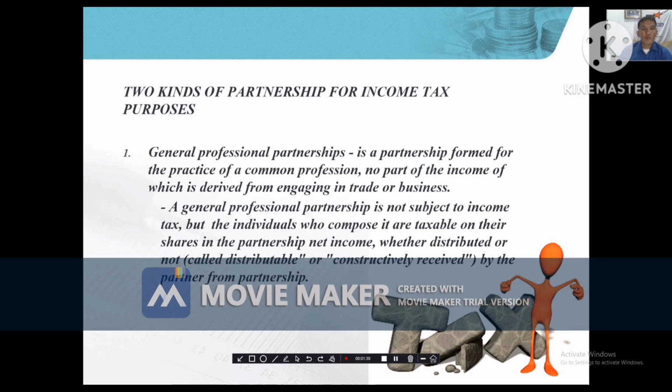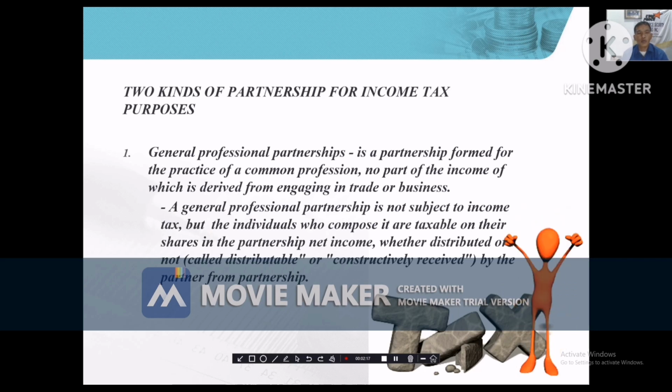Then, we have two kinds of partnerships for income tax purposes. Okay, meron tayong dalawang uri ng partnership para sa income tax purposes. Ito yung isa, no? General professional partnership. A partnership formed for the practice of a common profession, no part of the income of which is derived from engaging in trade or business. So, ito general professional partnership ay isang pakikipagsosyo na nabuo para sa pagsasagawa ng isang karaniwang propesyon na walang bahagi ng kita na nakukuha mula sa pangangalakal o negosyo.